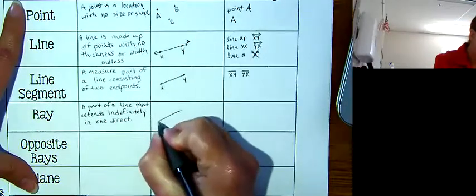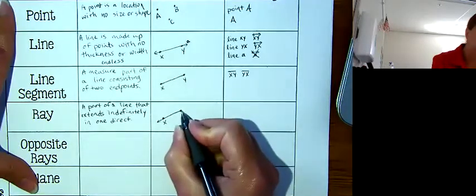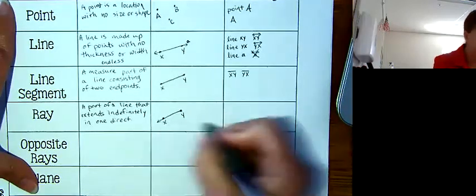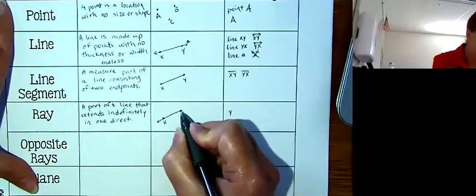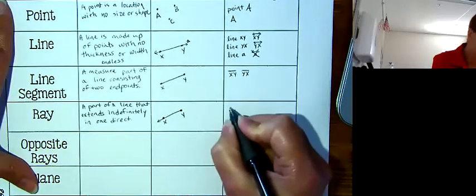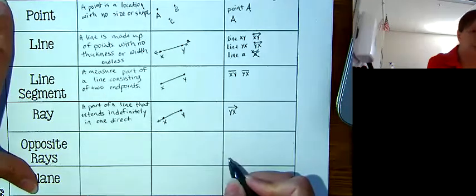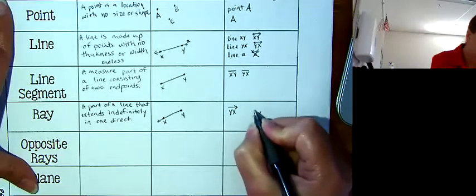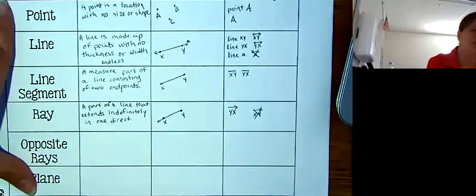So if I take just the part of this down here, a ray has an endpoint and it goes in one direction. When you name a ray, we can write the word ray, or most of you will probably just use a symbol. You want to start at the endpoint and then put the point in the direction that you're headed. The symbol for it is just a line with an arrow at one end. I could not name this XY as a ray, because this doesn't extend in one direction. So a ray has a specific way of writing it.